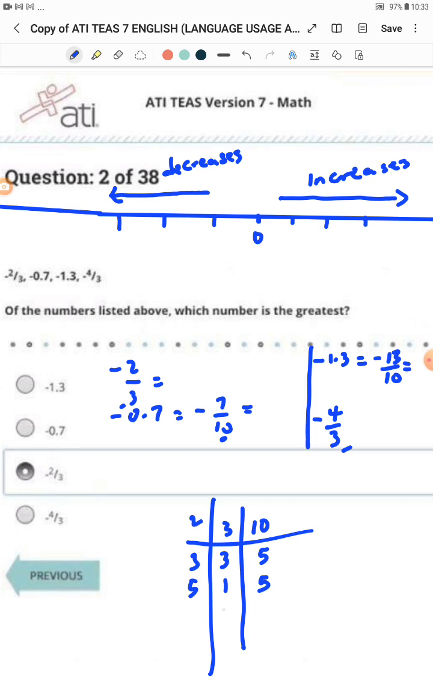So I have 1 and 5 now. 5 in 1, of course, 1 cannot be divided by 5, so I will repeat 1 down. But 5 divided by 5 will give me 1. So this is how to find LCM.